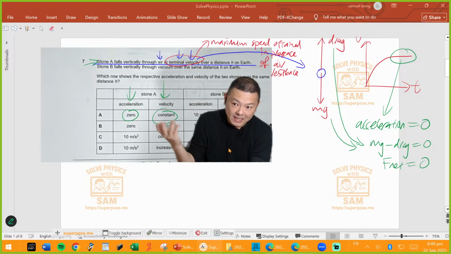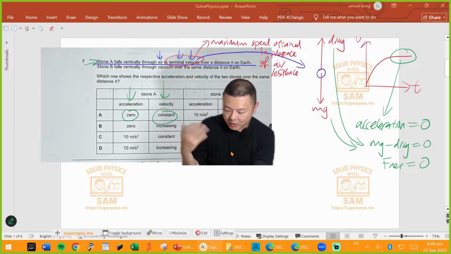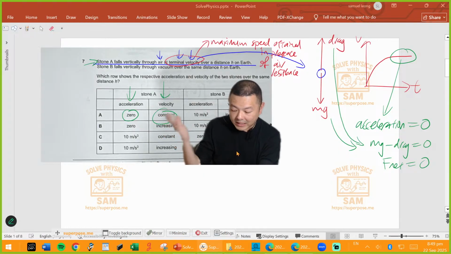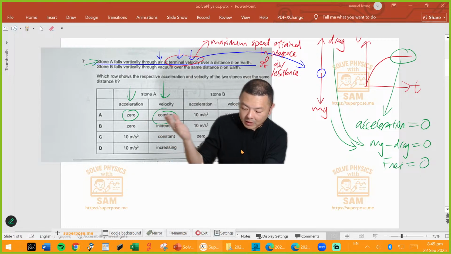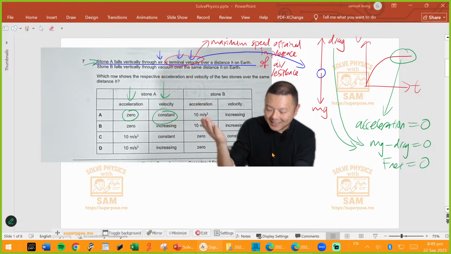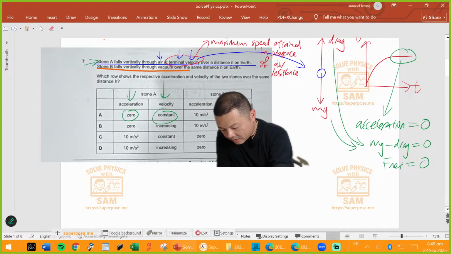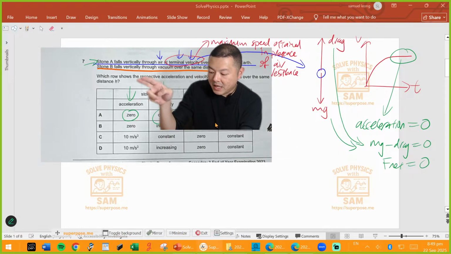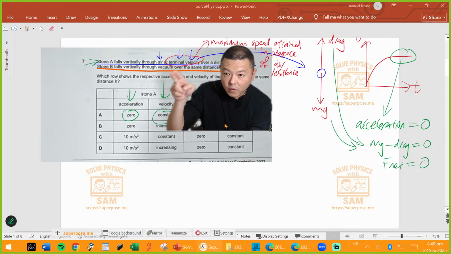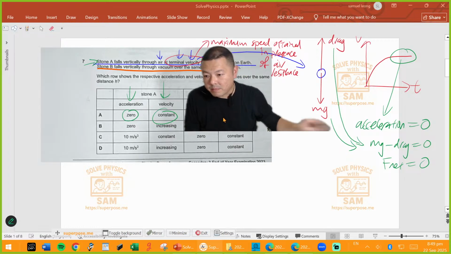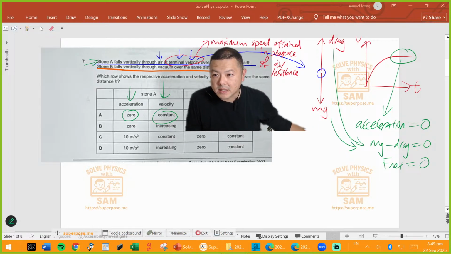So technically speaking, A is just the answer. Of course, you might say, oh my gosh, Sam, why do you have to explain everything all over again? I just want to know the answer, right? Sure, and I'm going to explain why B is like that. So if we look at B, it says B is falling through vacuum over the same distance.